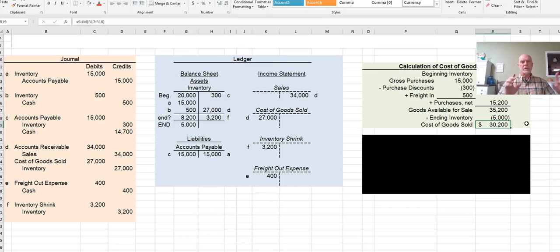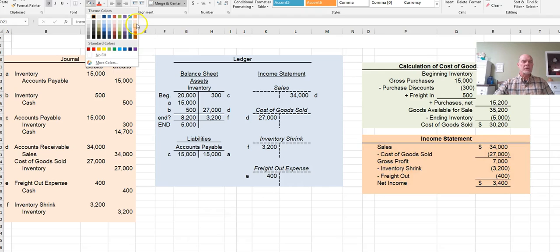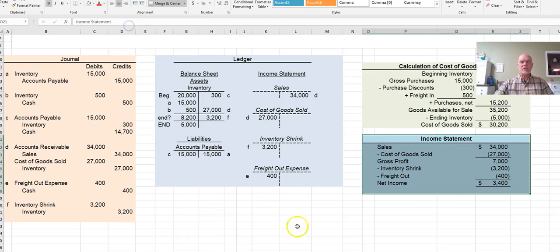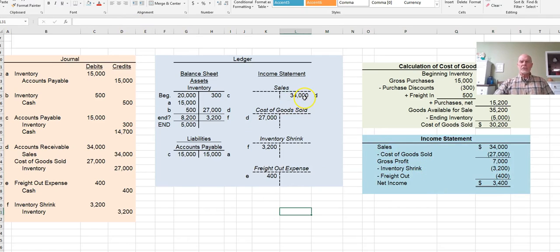However, since we know some of that is inventory shrink, then we're able to actually separate out that inventory shrink portion. And so on the income statement, let's put that in a nice little aqua color. So our sales of 34 minus our cost of goods sold, 27, which we had in our books there, and that gave us a gross profit of 7, and then we subtract out the inventory shrink.